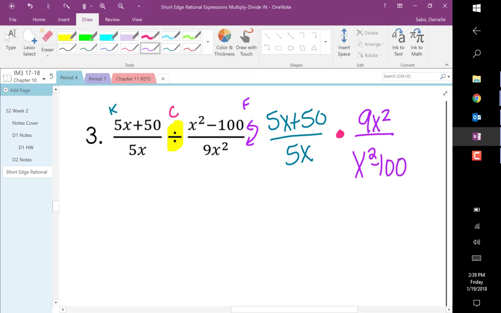It's kind of like KFC, but C's in the middle. I don't know why I keep thinking that.